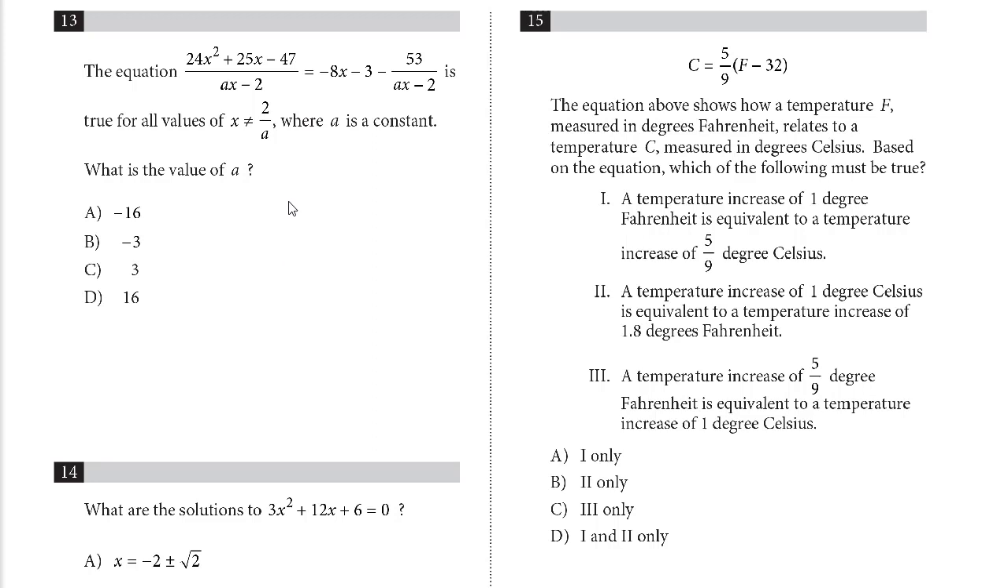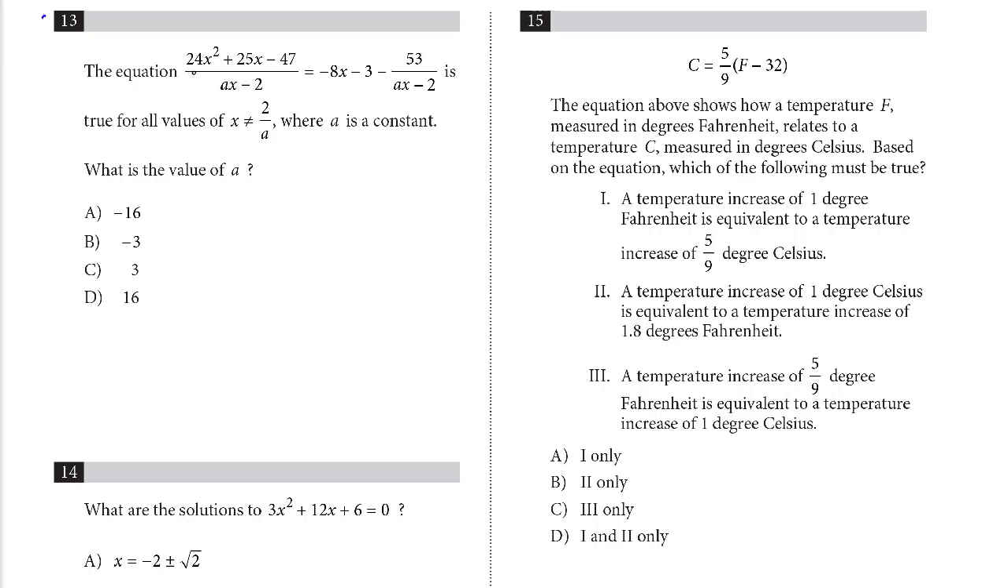13, the equation (24x squared plus 25x minus 47) divided by (ax minus 2) equals minus 8x minus 3 minus 53 over (8x minus 2). So this is essentially testing our ability to divide polynomials or calculate rational expressions. So what do we have here?